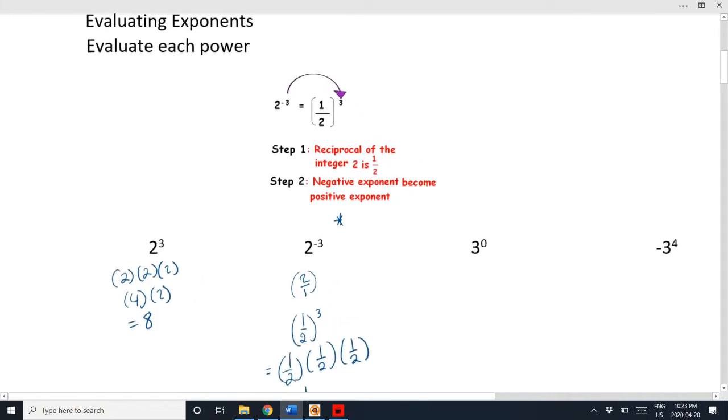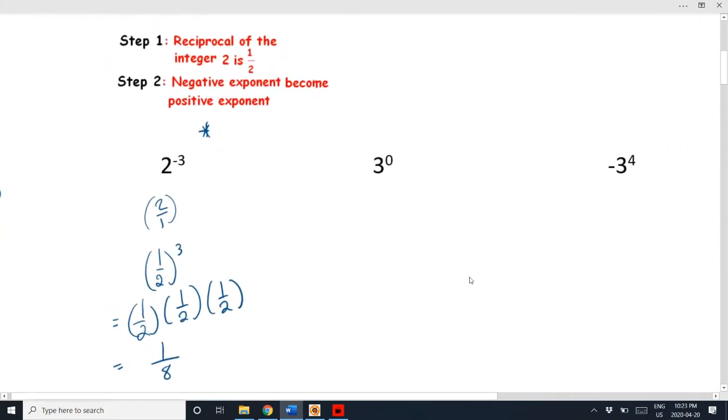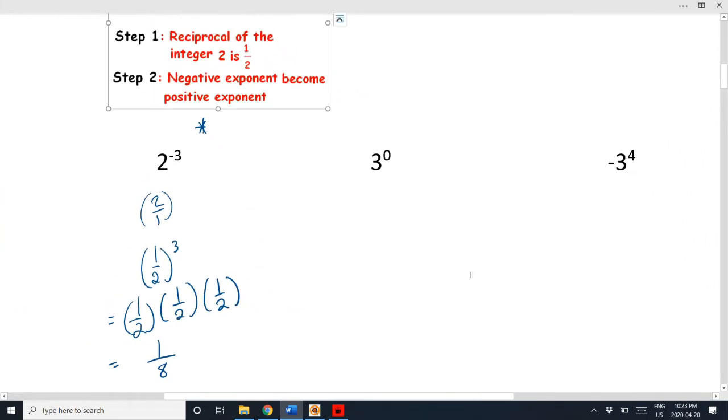Let's try some more examples. Let's look at this one here. 3 to the power of 0. If you recall, anything to the power of 0 is just equal to 1.